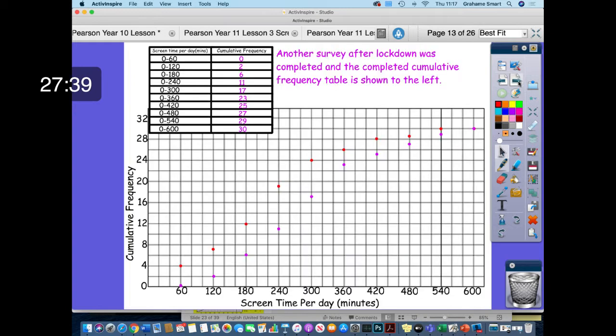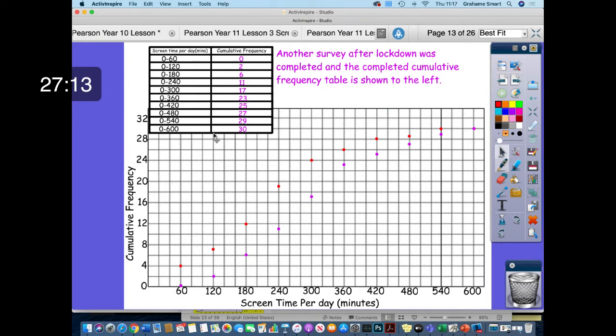Okay, I'm sure you've all done that quite quickly. I've just put it up here so you can see the cumulative frequency column, all calculated there. So you've got 0, 2, 6, 11, 17, 23, 25, 27, 29 and 30. And you can see I've put the 0 to 60, 0 to 120 and so on there.